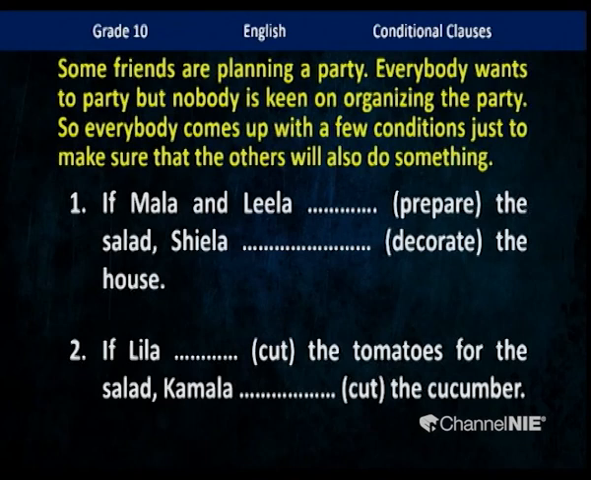Some friends are planning a party. Everybody wants to party, but nobody is keen on organizing the party. So everybody comes up with a few conditions just to make sure that the others will also be doing their part. Right. You can have an idea here. There are certain sentences with some blanks. All are actions related to organizing a party. If Mala and Leela, now there are two, prepare the salad, Sheila will decorate the house.